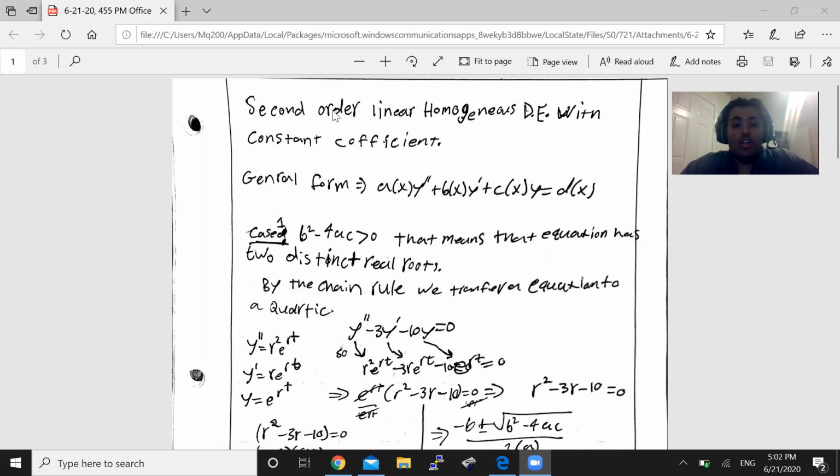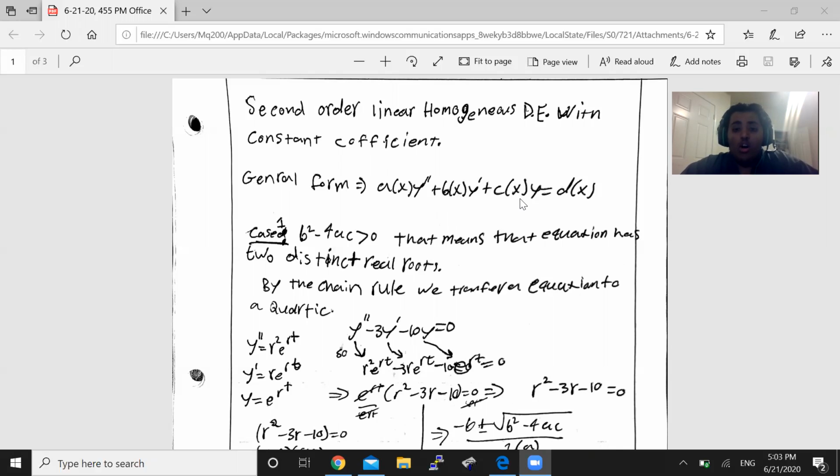Now, what's a second order? We can find that out by the highest derivative, or you can say prime, in the equation. See, y double prime. That's how I know it's second order. How do I know it's linear? You see the coefficients are functions of x: a of x, b of x, and c of x. That's also how I know it's linear.